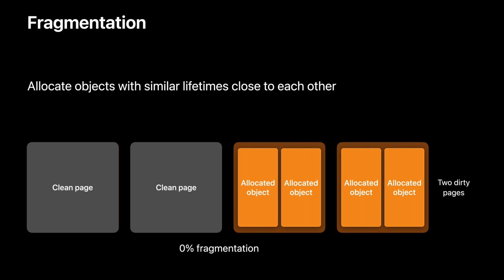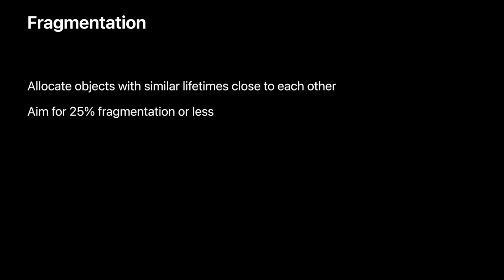Notice how fragmentation is a footprint multiplier. 50% fragmentation doubled my footprint from 2 to 4 dirty pages. In most real scenarios, some fragmentation is inevitable. So as a rule of thumb, aim for about 25% fragmentation or less. One way to reduce fragmentation is to use auto-release pools. An auto-release pool tells the system to release all objects allocated inside of it as soon as it goes out of scope. This helps ensure that all objects created in the auto-release pool have similar lifetimes.